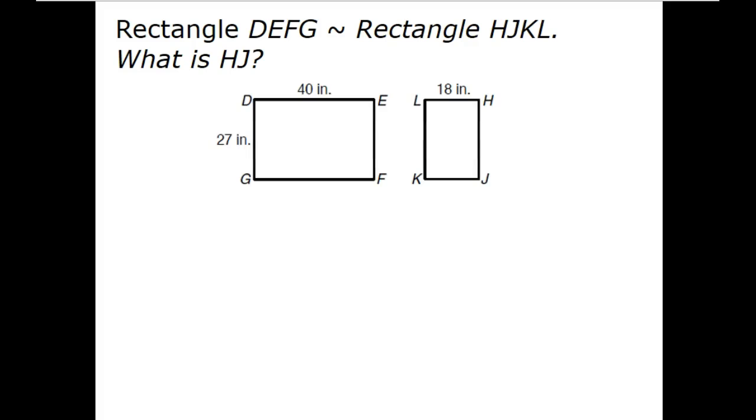All right, so then I've got these two rectangles, and it says rectangle DEFG is similar to rectangle HJKL. What is the length of HJ? Okay, so what does HJ correspond to? Does it correspond to DG?